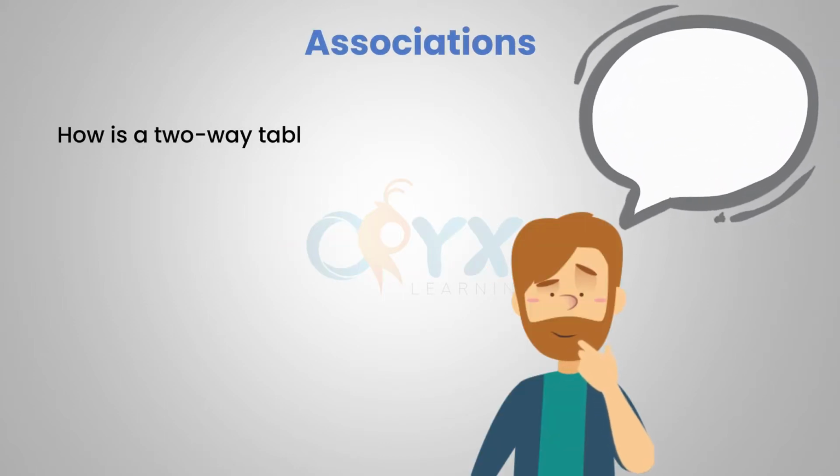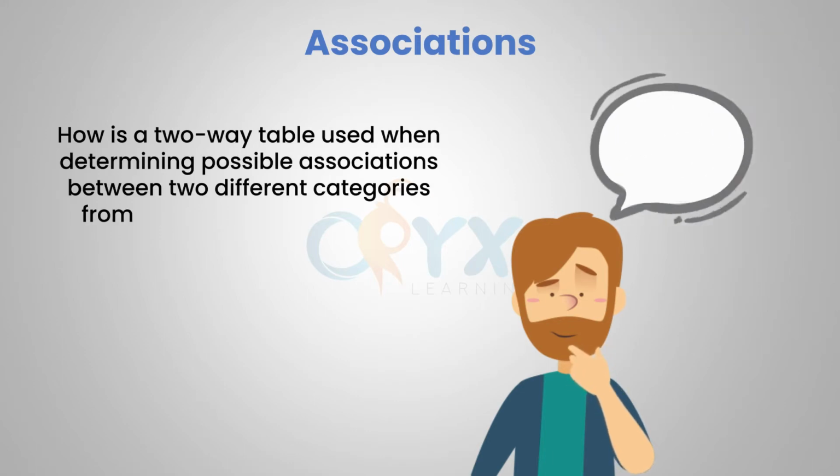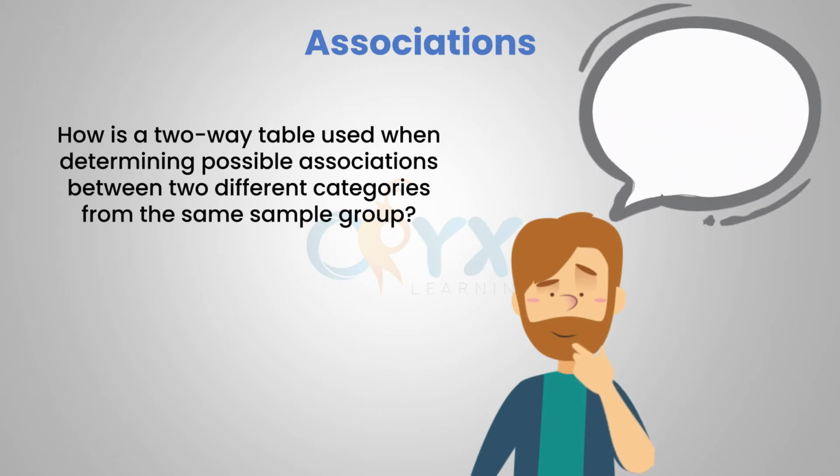How is a two-way table used when determining possible associations between two different categories from the same sample group? If you would like to find the answer to this question, please follow along and we'll revisit it at the end.